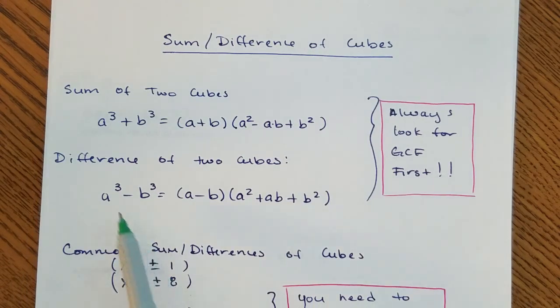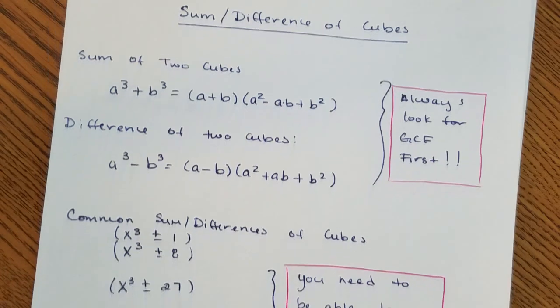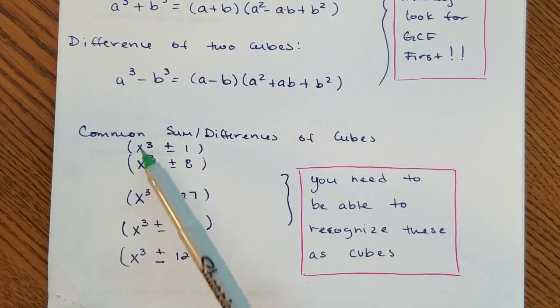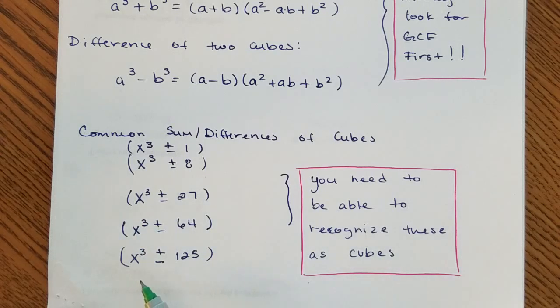The difference of cubes is right here. Make sure that you write these down and you have these available for you throughout this section, actually throughout the rest of the chapter, because we'll be doing a lot of factoring. Now, these are some common sums or difference of cubes. So always if you see an x cubed over here, that should give you a heads up that, hey, I need to check my number over here. Is it a cube, yes or no?